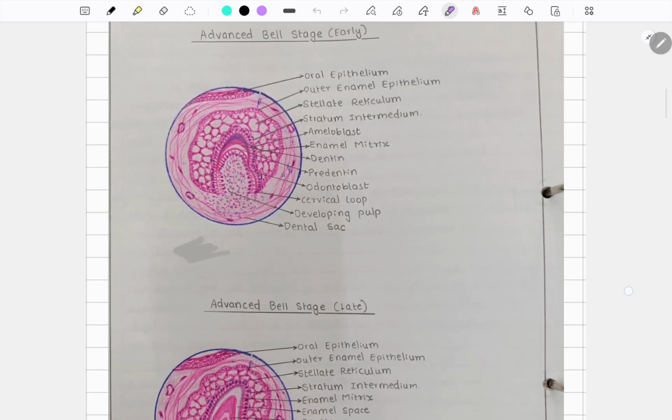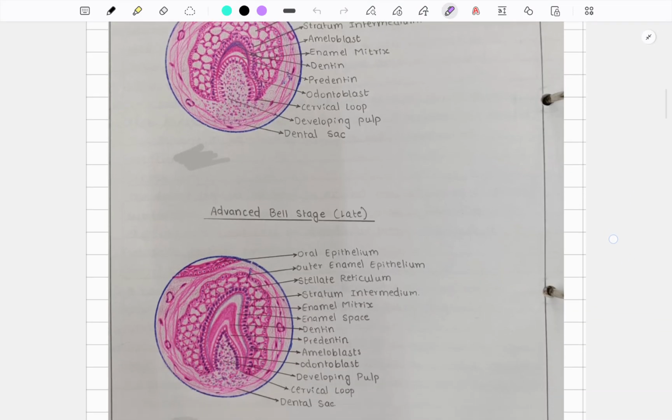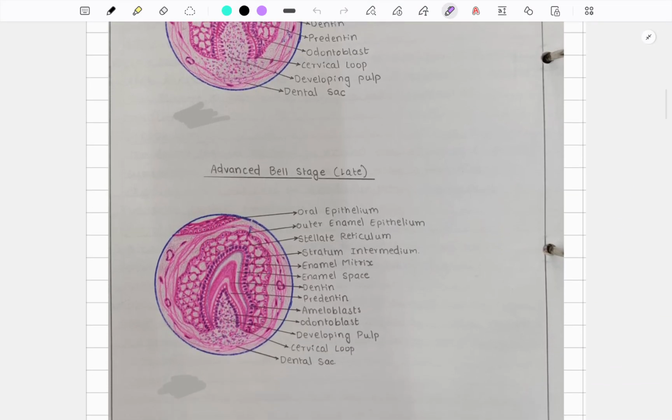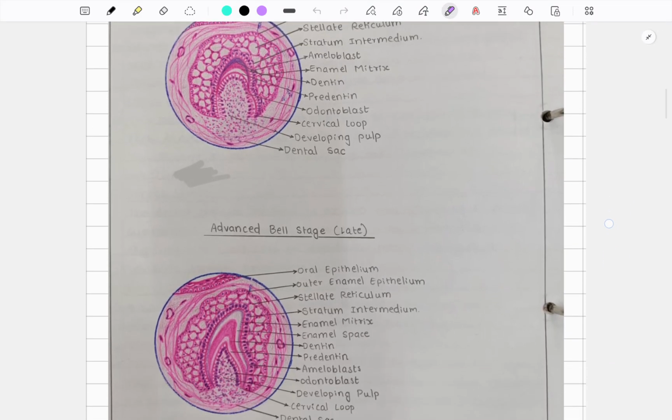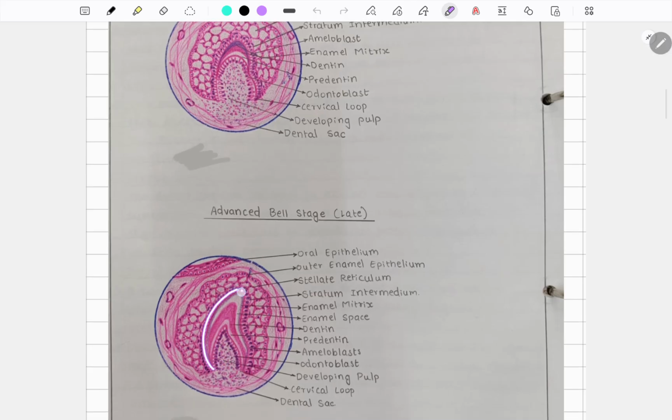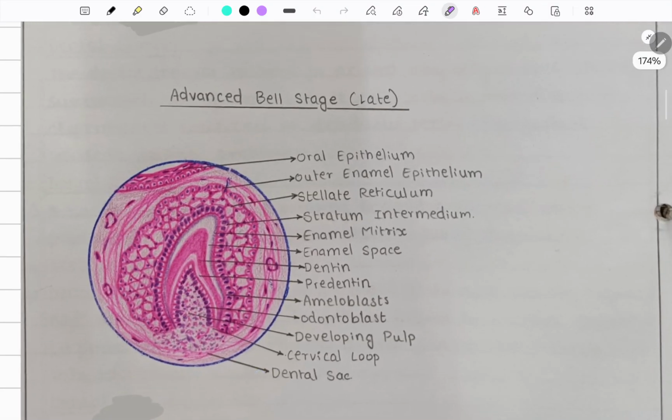Then there will be advanced bell stage, which is early, and advanced bell stage, which is late. Almost this diagram is similar, only there is a difference in the shape of the diagram. So if advanced bell stage comes, you need to draw it like this.